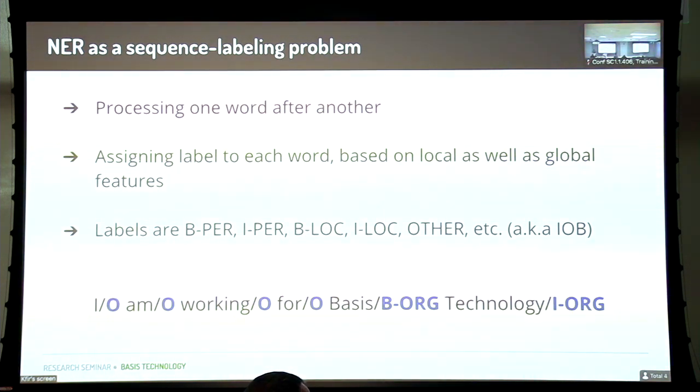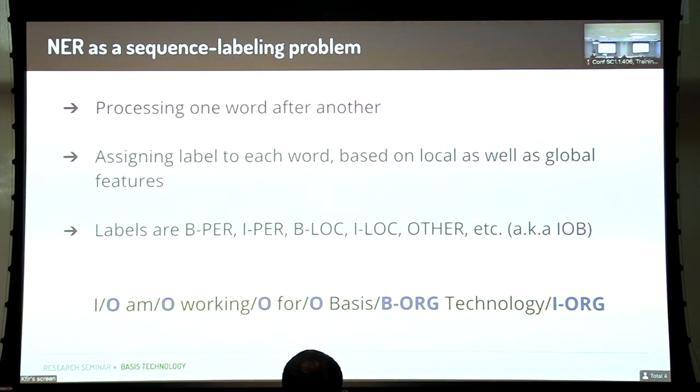But keep in mind that names may span across multiple words. So we have two types of labels per entity type. For example, we have B-PER, beginning of a person entity, for the first word of an entity of person type. And then we have I-PER for the following words, second word, third word, and so on. We have similarly B-LOC, I-LOC, and so on, right? We also have Other, or O, for words that are not names.